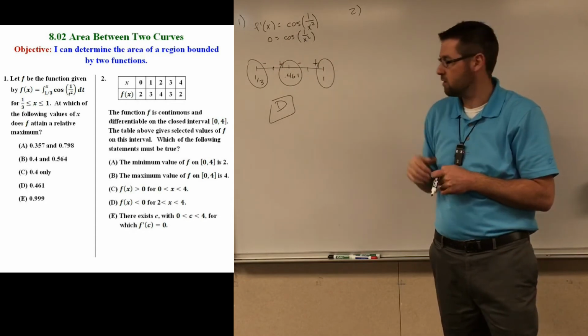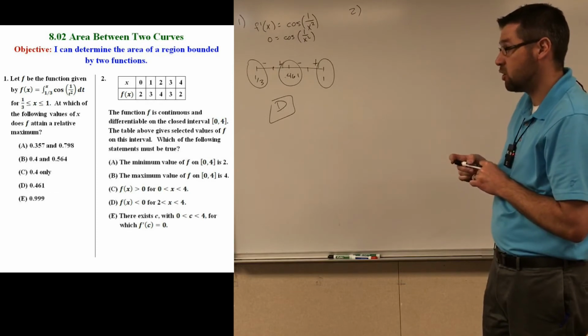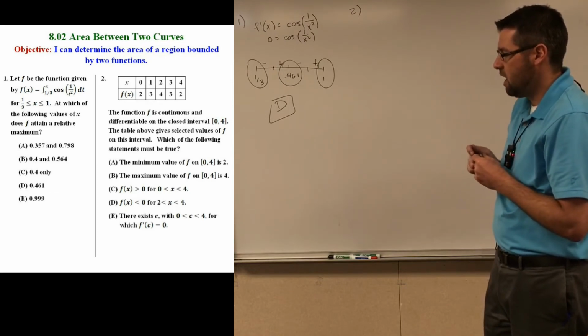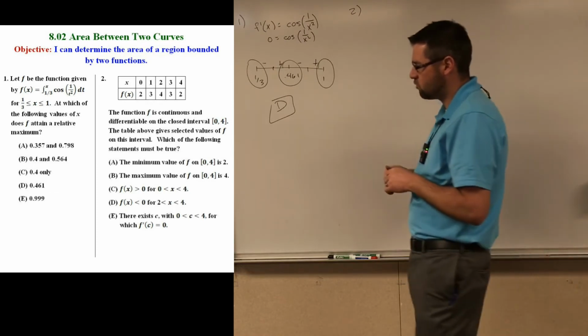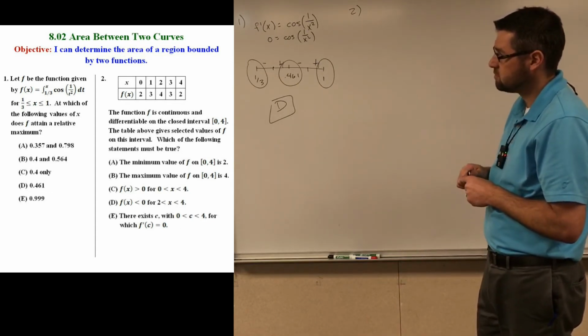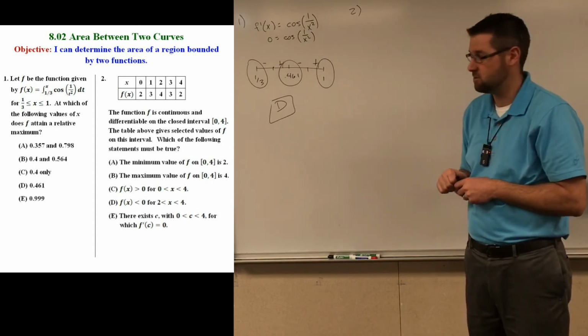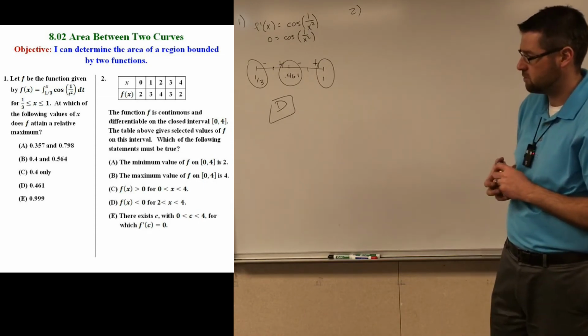So could it go below there? Yes. Is the maximum value 4? Not necessarily. It could be, but it doesn't have to be. Is f of x greater than 0 from 0 to 4? In that table it is, but does that mean it's positive in between those values? No. So that's not necessarily true.